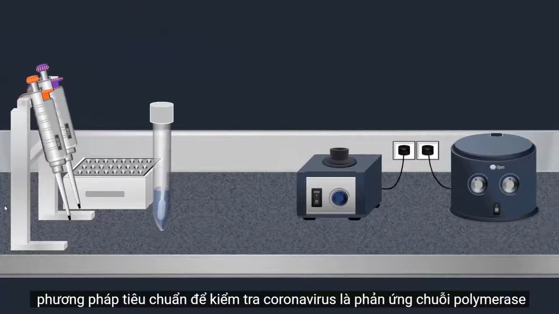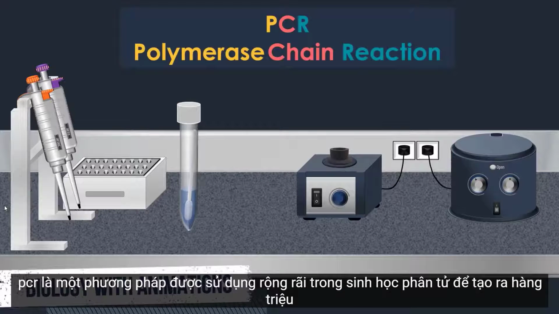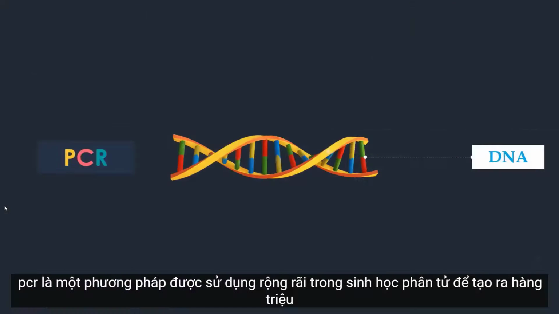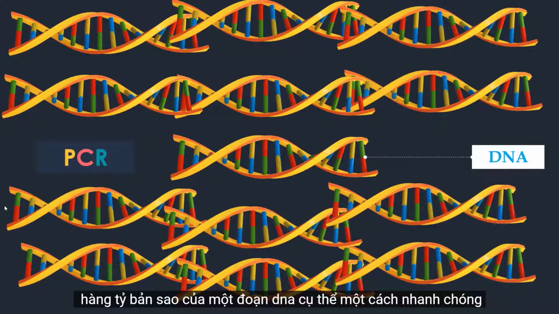The standard method of coronavirus testing is polymerase chain reaction, PCR, which is a method that is used widely in molecular biology to make millions to billions of copies of a specific DNA fragment rapidly.